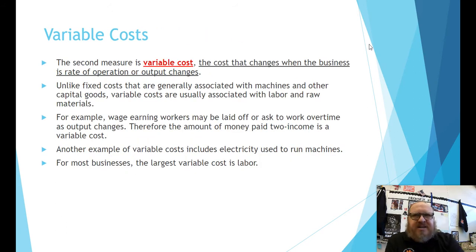So then variable costs is the second measure, and these are the costs, of course, that change. Definition of variable, right? And they change mostly as the output changes. So as output increases, the variable costs increase. As output decreases, the variable costs decrease. Okay? And usually variable costs are associated with labor and raw materials. The raw materials that you use to produce your products and the labor that you use to produce those products as well. So those two things are usually factored into and are a major part of variable costs.